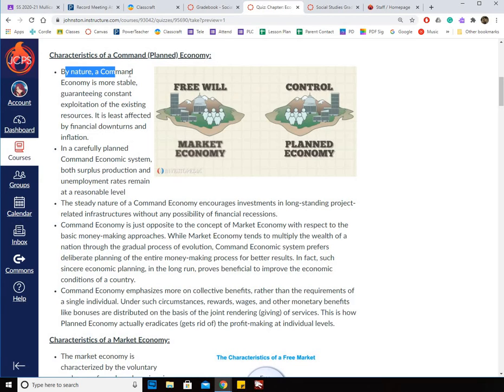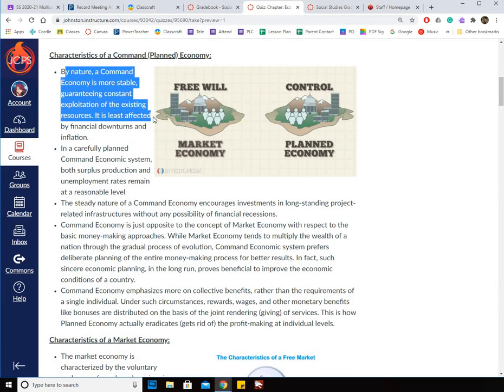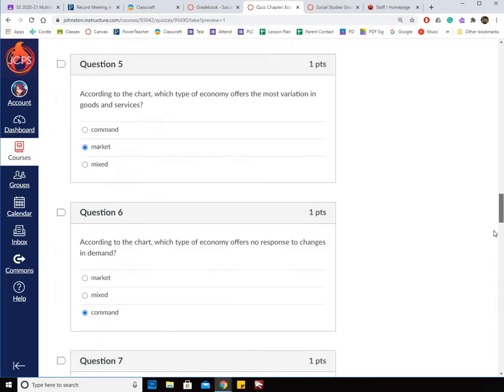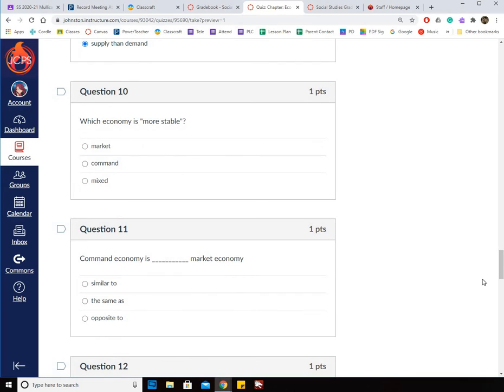So, by nature, a command economy is more stable, guaranteeing constant exploitation of the existing resources. It is least affected by financial downturns and inflation. So that's because if the government were to say the price of chips is $1, then no matter what happens, it's going to be $1. Now, in a market economy, if you don't have as many chips, then you can raise the prices and be like, well, we don't have enough, so we're going to up the price. So number 10 is command.